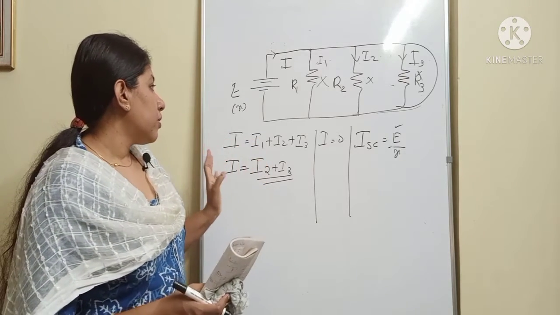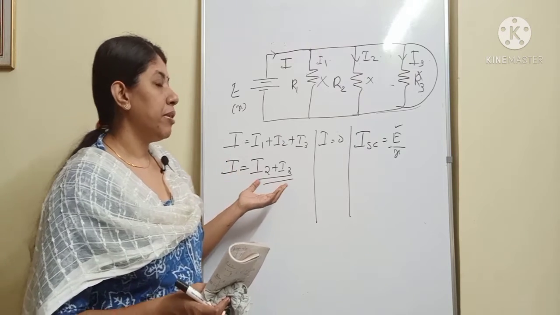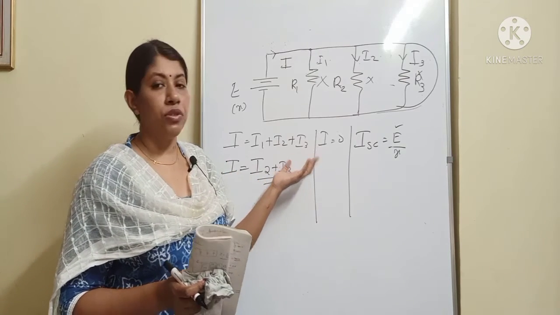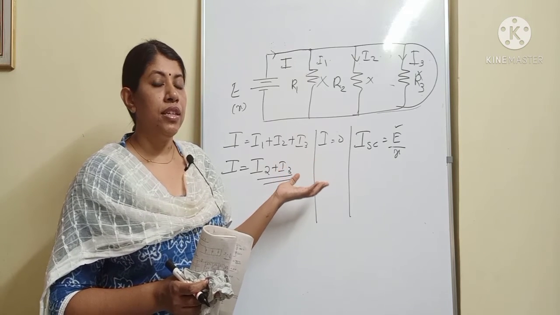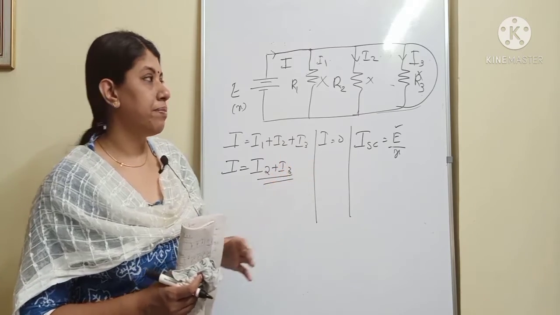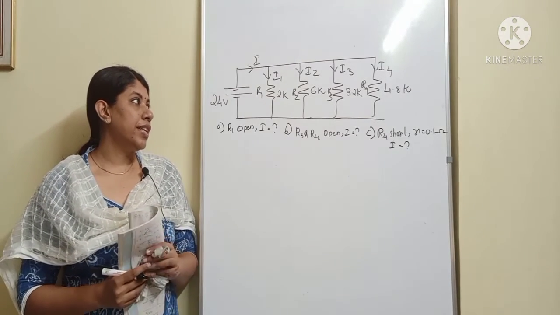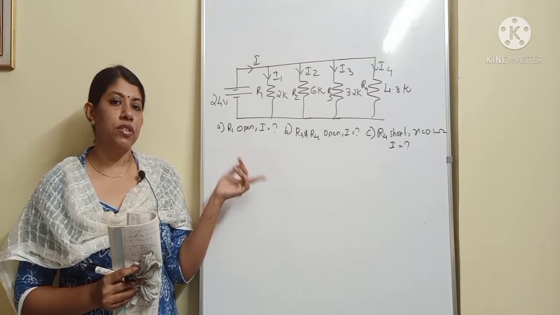So these are the things that will happen when there is an open circuit or short circuit in a parallel circuit. Now let us see a problem so that you will be more clear how it is affecting the circuit. You are given a circuit like this, and you are given 3 questions. We will solve these one by one.